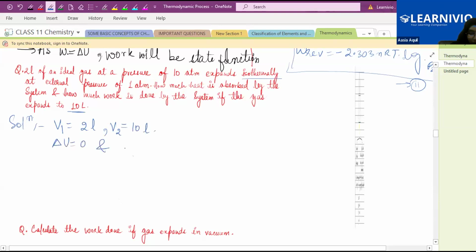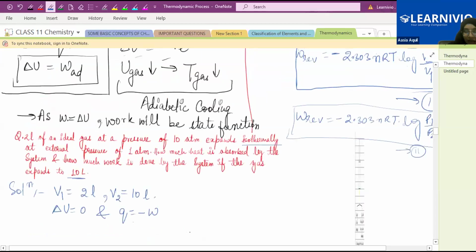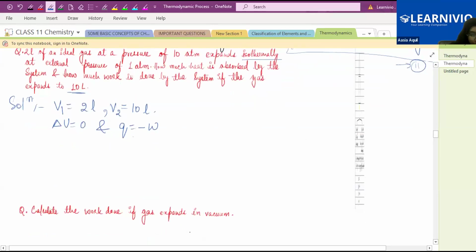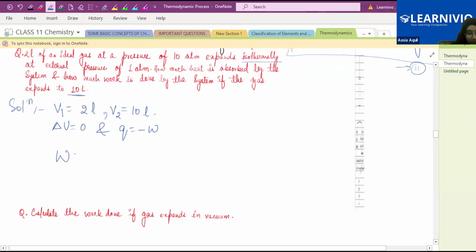And for isothermal, we know that Q is equal to minus W, as we have derived here. For isothermal, Q is equal to minus W. Now, let's start the question.